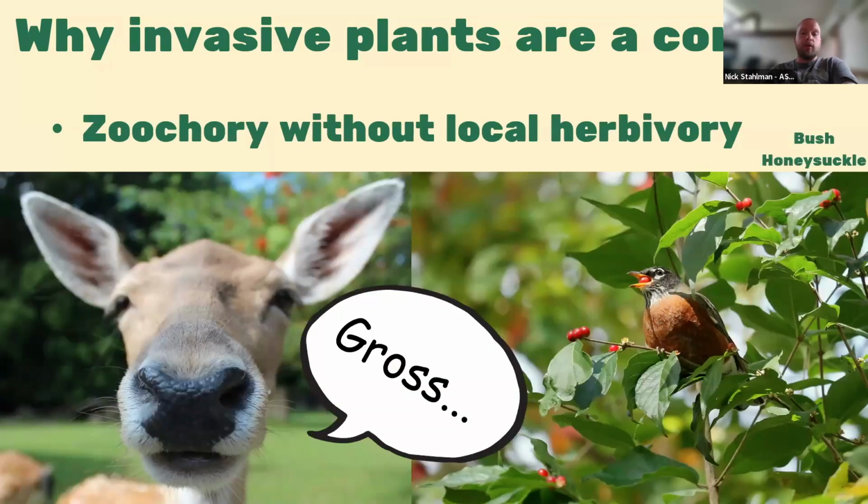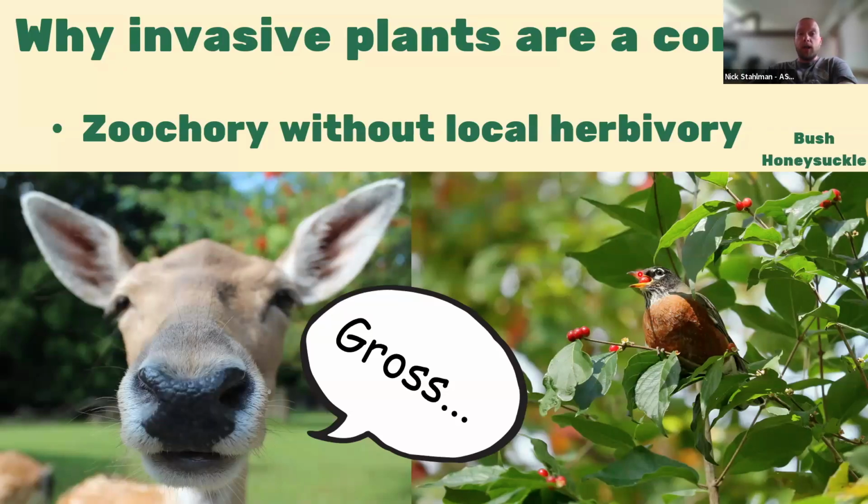Alongside this abundant seed production, they also are zoochory without local herbivory. All that means is zoochory is animals disperse their seed. So a good old robin likes to eat the bush honeysuckle berry, and the seed survives through the digestive tract. Bird plants it somewhere new, usually along a fence row or a fence line or power line right away. And that's one great way this spreads, and that's how a lot of our native shrubs spread.